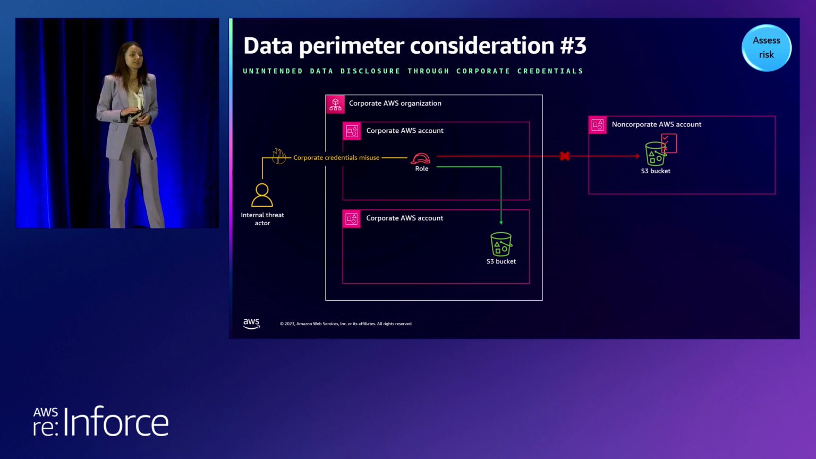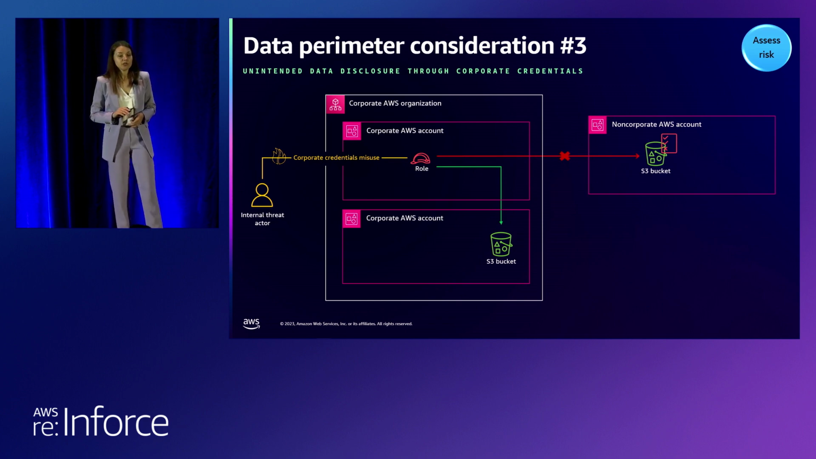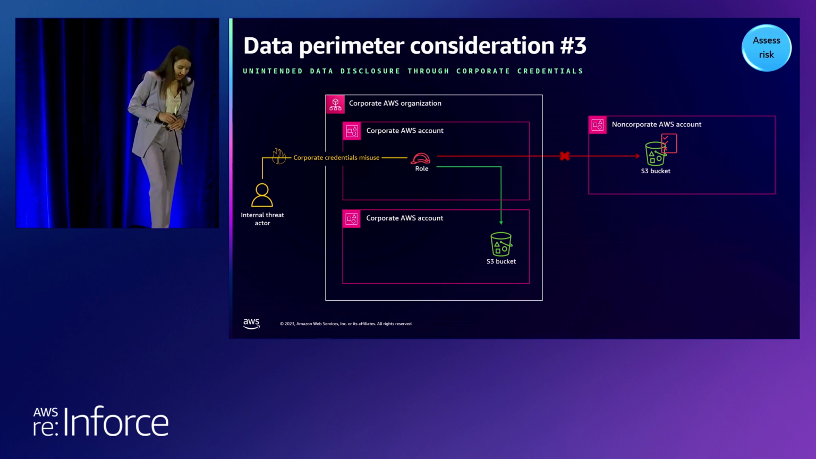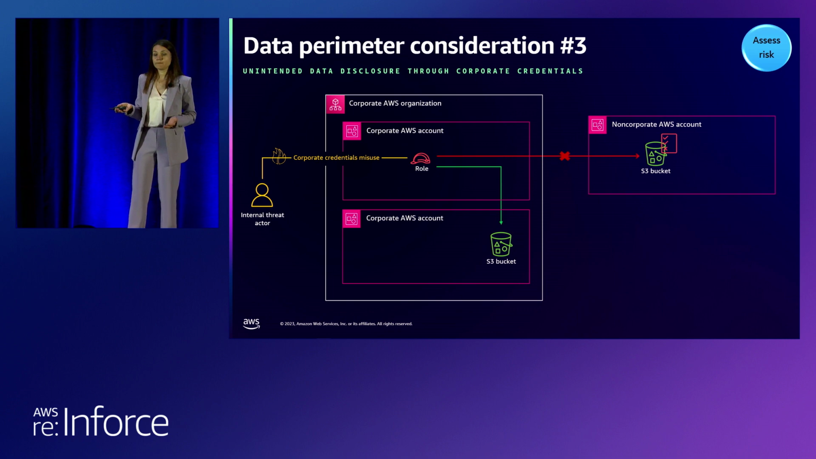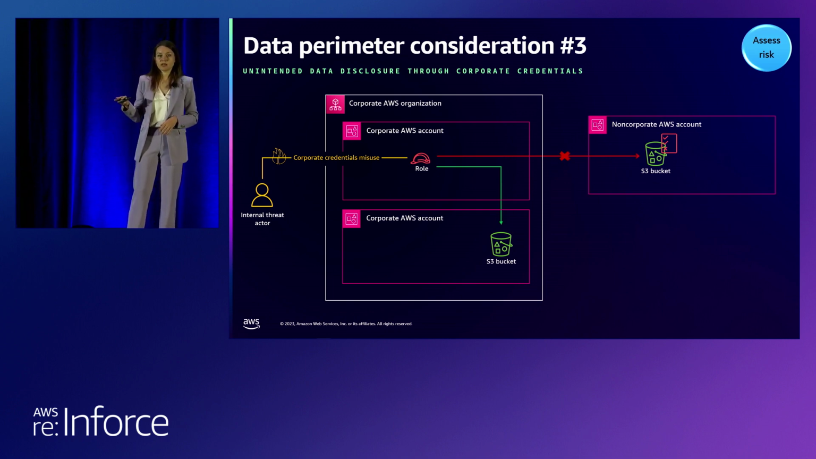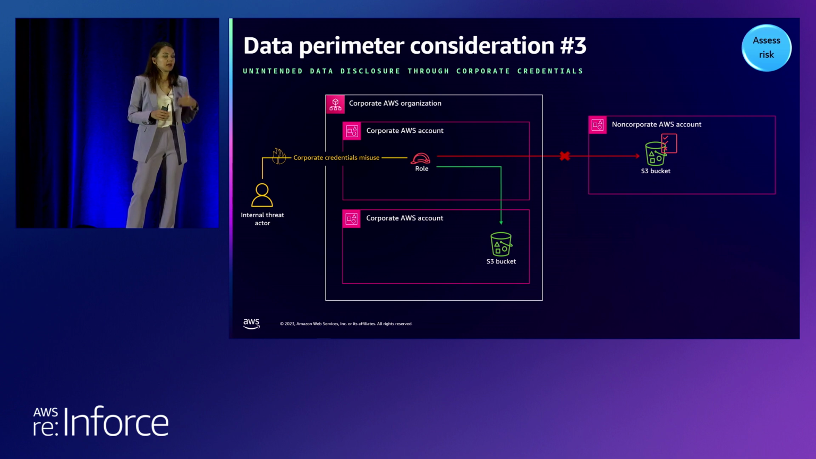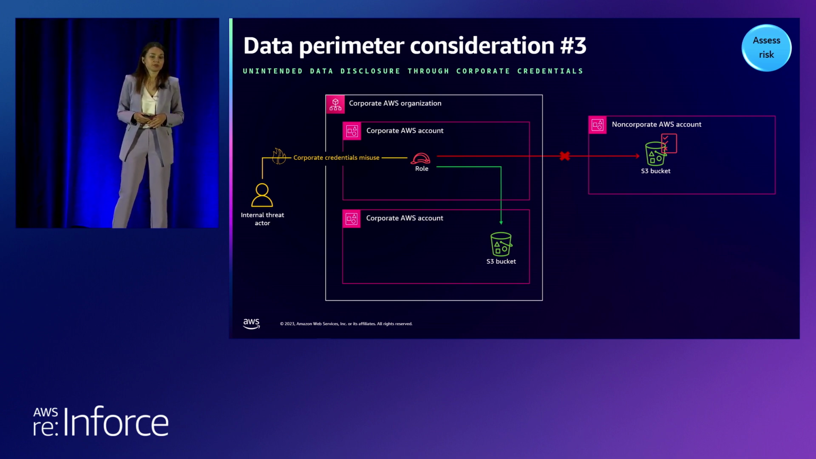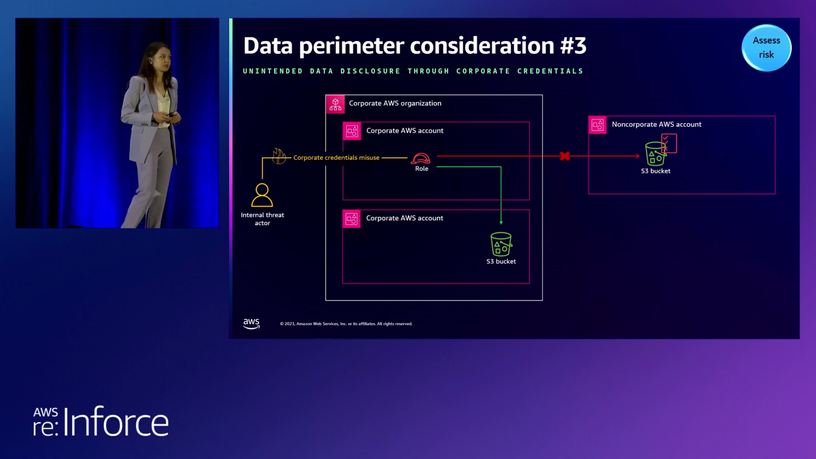Another security consideration within the data perimeter framework is unintended data disclosure through corporate credentials. Here you can think of internal or external threat actor first configuring their personal account S3 bucket to allow cross-account access from your corporate account, and then accidentally or intentionally using your corporate credentials to access those resources in the personal account.